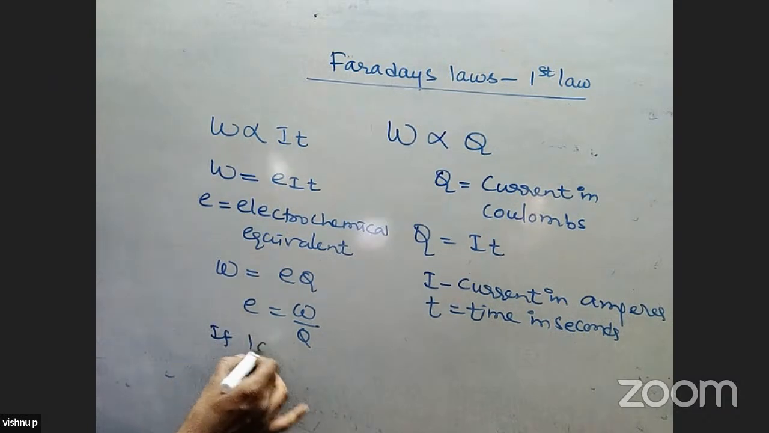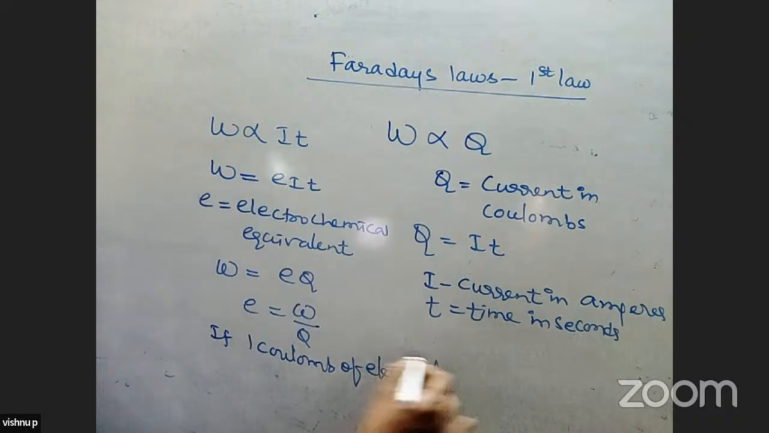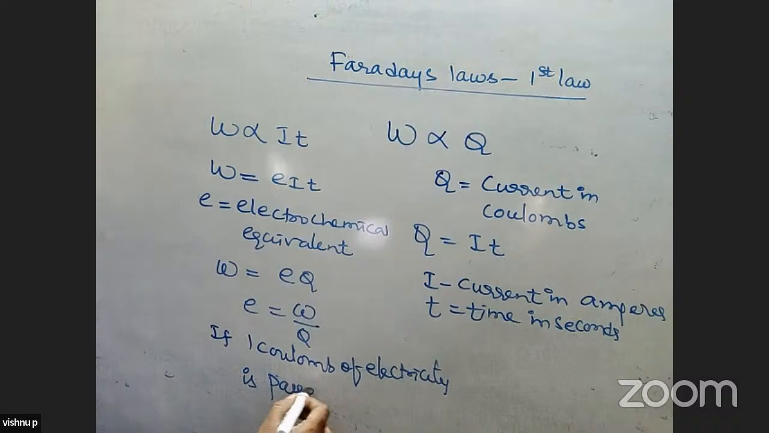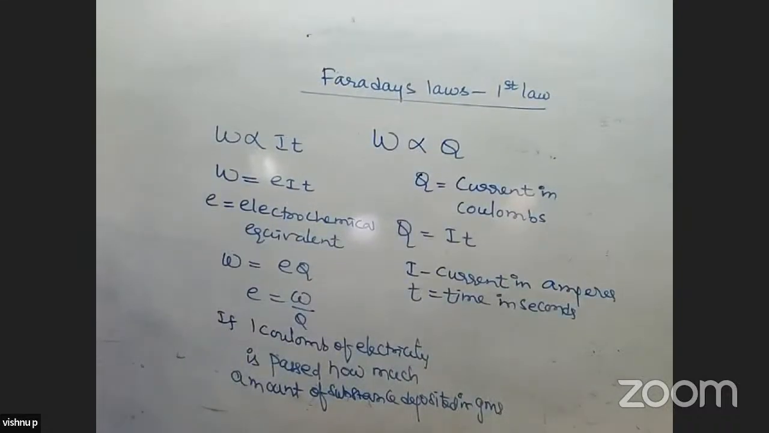If 1 coulomb of electricity is passed, how much amount of substance is deposited, in grams? That is called the electrochemical equivalent. If 1 coulomb of electricity is passed, how much substance is deposited? That is called the electrochemical equivalent.